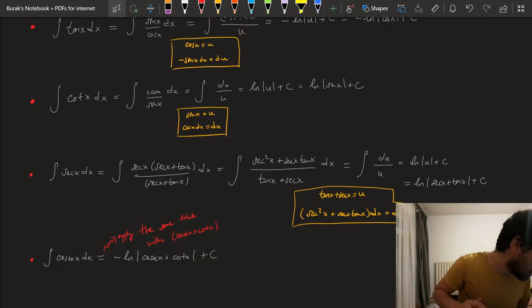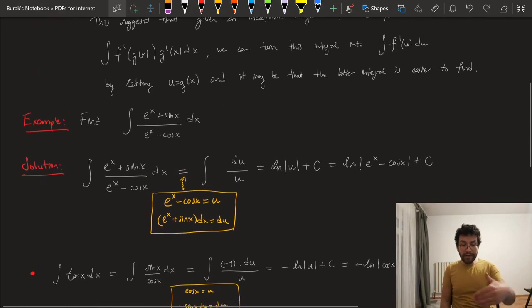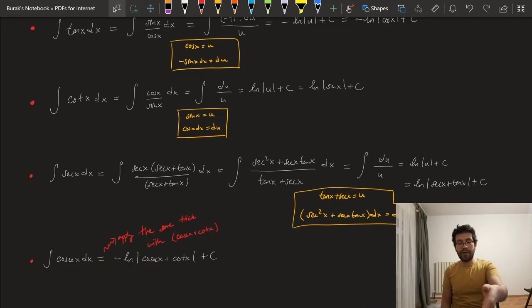Okay, that's that. Let's see what I want to do next. Okay, good. We're going to see more examples. So these are some basic examples where we use the substitution rule.